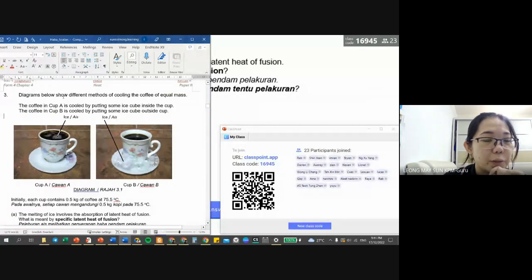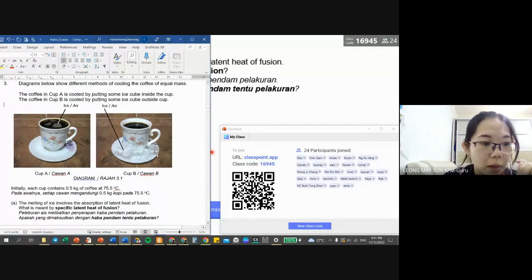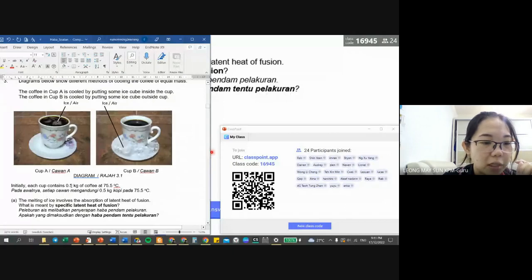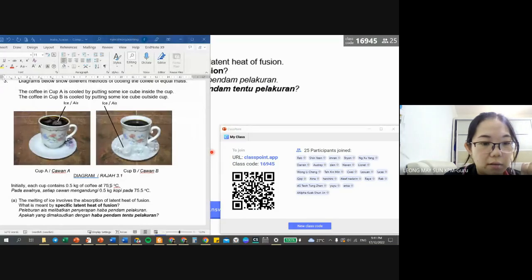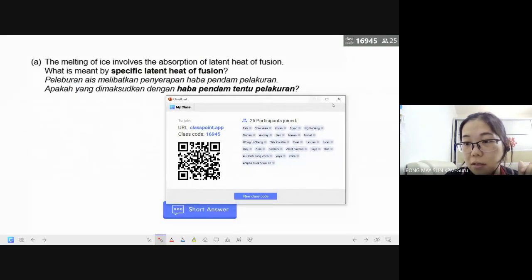The diagram shows different methods of cooling coffee of equal mass. The coffee has the same mass. Coffee in cup A is cooled by putting the ice cubes inside the cup. Coffee in cup B is cooled by putting the ice cube outside the cup. The initial temperature of each cup of 0.5 kg of coffee is 75.5 degrees Celsius. So that is the initial mass and also the temperature. I'm going to close the class points here first.